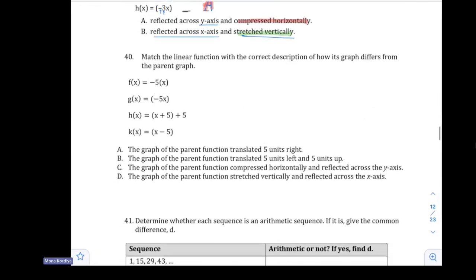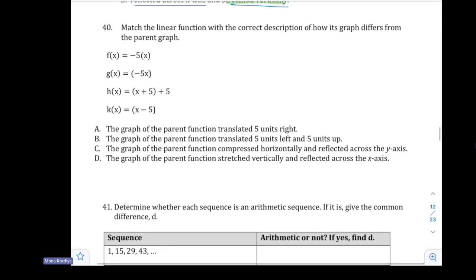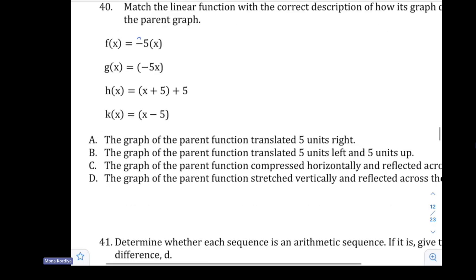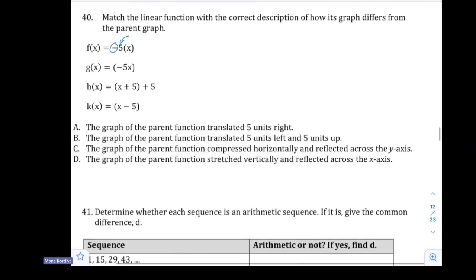Match the linear function with the correct description. Again, the minus here outside, so it's reflection across the x-axis. The 5 is outside and more than 1, multiplied, so it's a vertical stretch, and reflection across the x-axis. We can see that in D, I guess, the graph is stretched vertically and reflected across the x-axis. Yes, so this will be D.